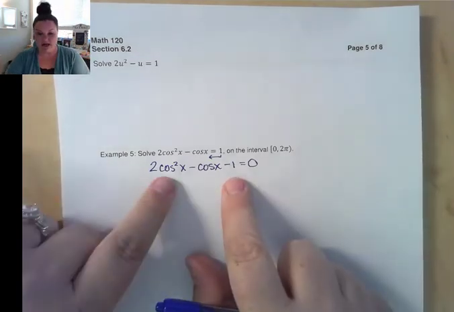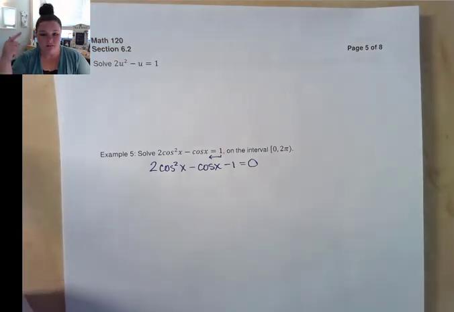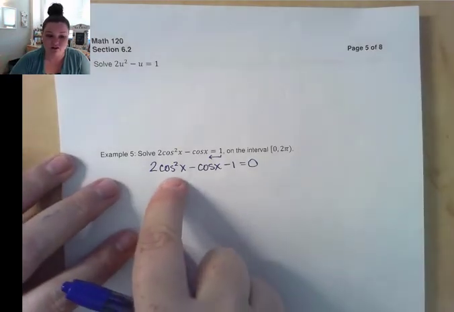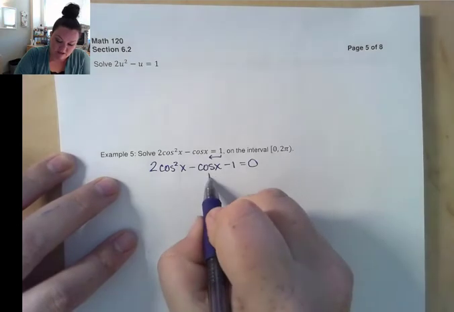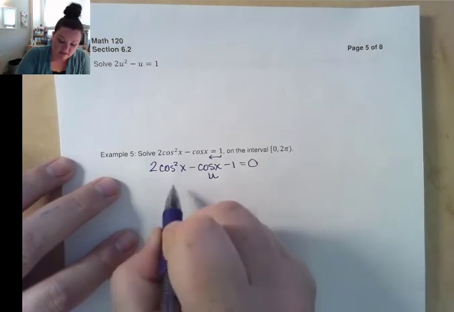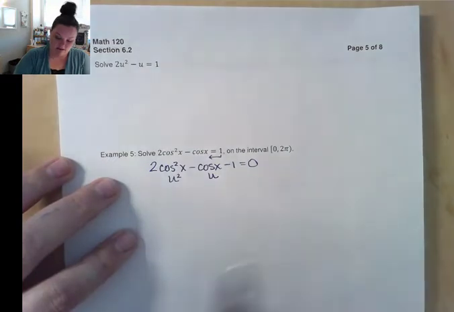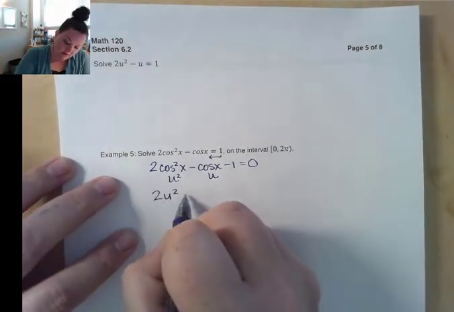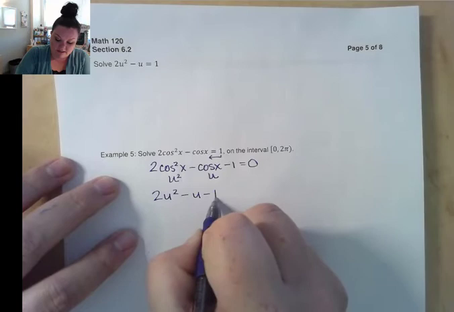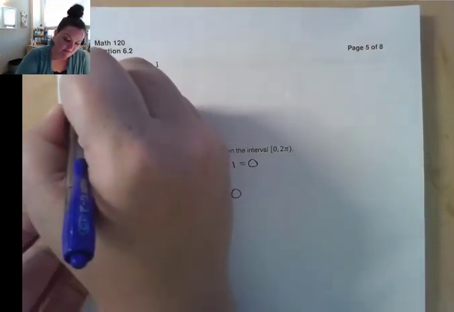Okay, so notice I have a squared term, I have a regular term, and then I have a constant term. So that should be kind of getting your wheels spinning for possibly something you could factor. So if you don't want to try to factor with trig function values, this is where I would just let u equal cosine x. So then cosine squared x would be u squared. Okay, so that's where we're getting this. I could write this as 2u squared minus u minus 1 equals 0, right? So that's where we're getting this piece.